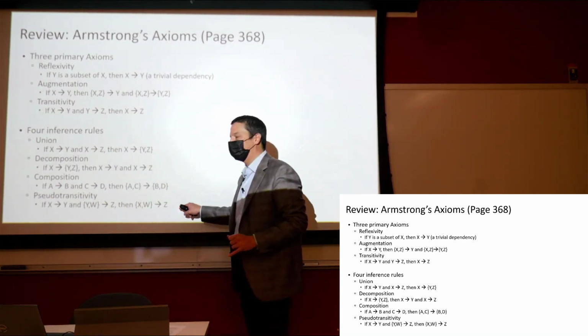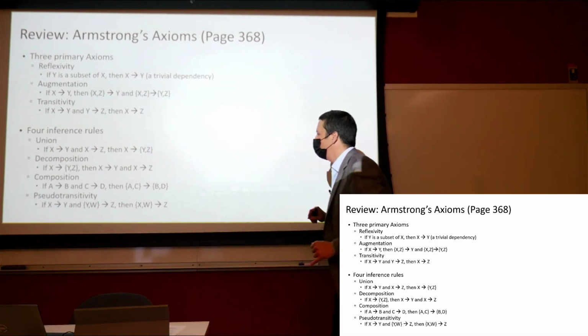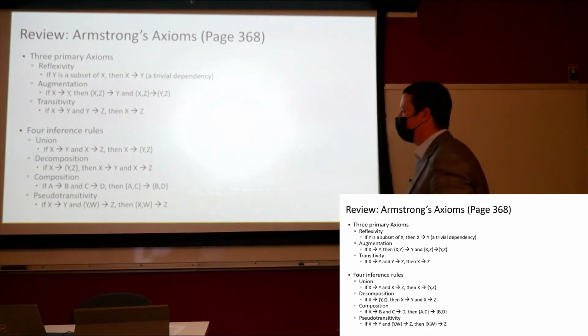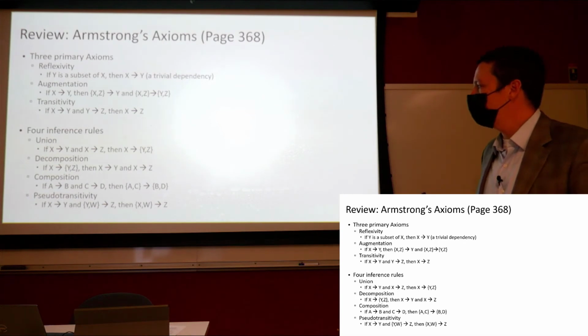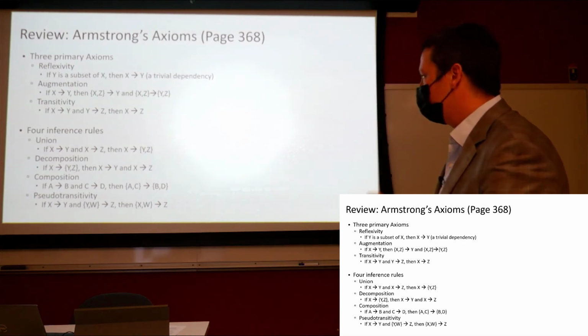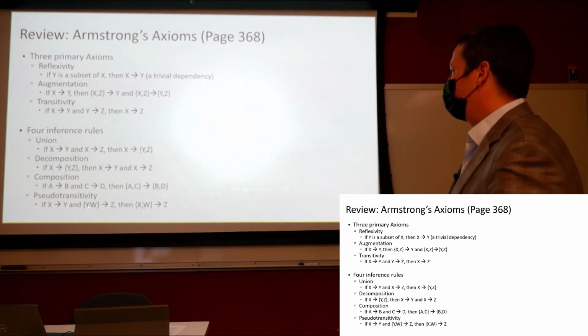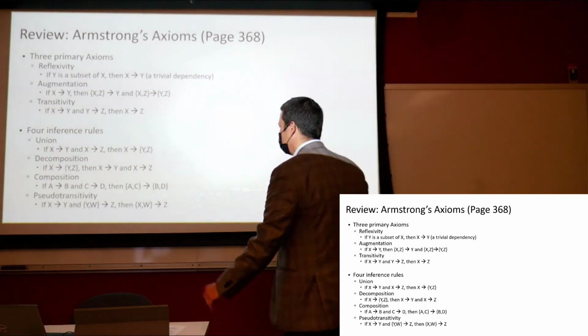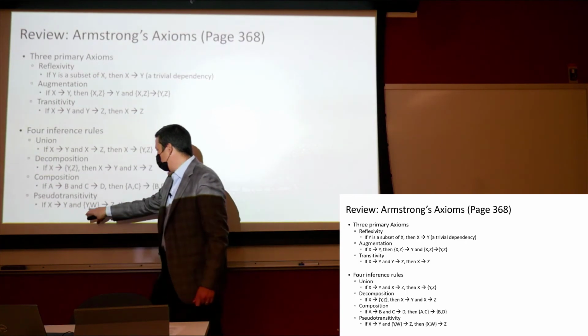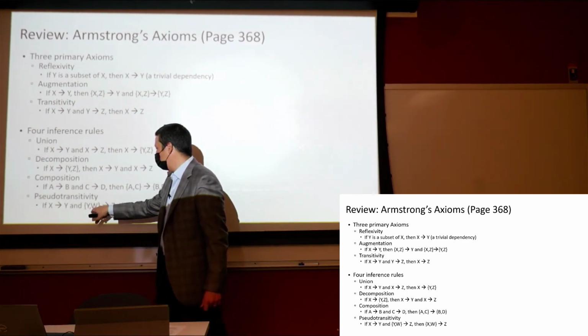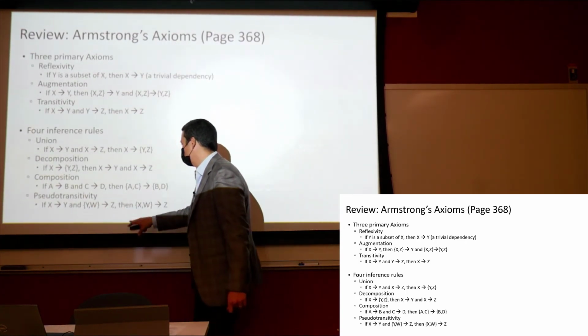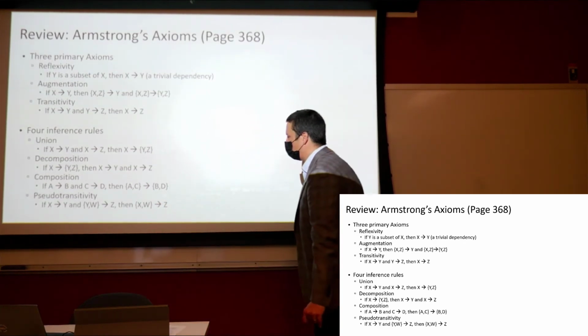And then my favorite one to say and my favorite one to do, I think it's a lot of fun, pseudo-transitivity is just like transitivity, except we're just looking at one of the attributes in the determinant in the other functional dependency. So in this case, if X determines Y and YW determines Z, since X determines Y, anywhere we have a Y, we could put an X. So it would also be true that XW functionally determines Z.